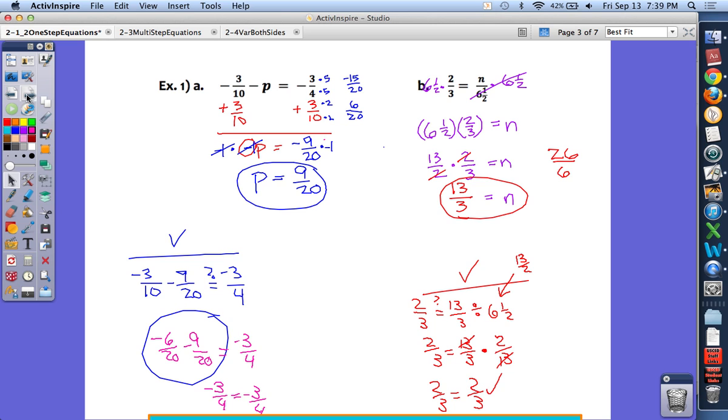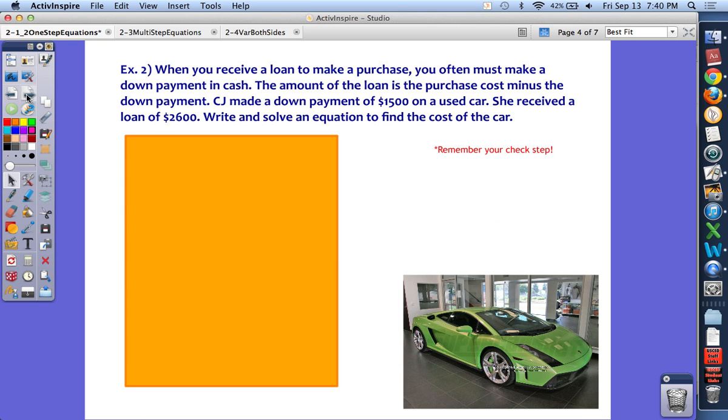On to the back then, we have these word problems. When you receive a loan to make a purchase, you often make a down payment in cash. The amount of the loan is the purchase cost minus the down payment. CJ has made a down payment of $1,500 on a used car. He receives a loan of $2,600. Write and solve an equation to find the cost of the car.